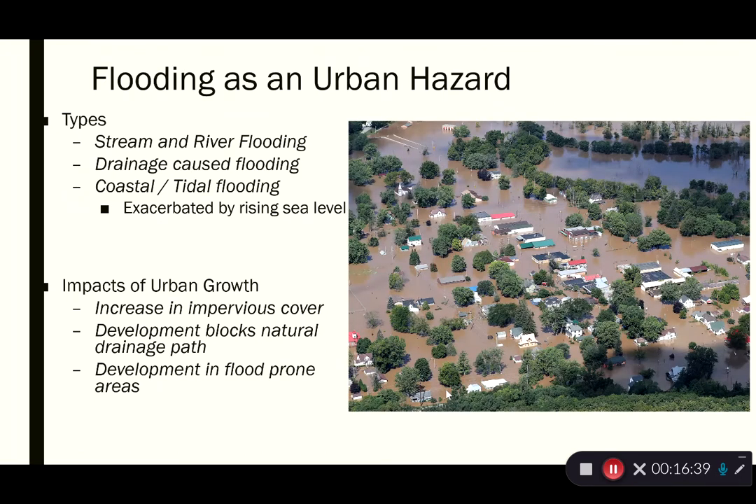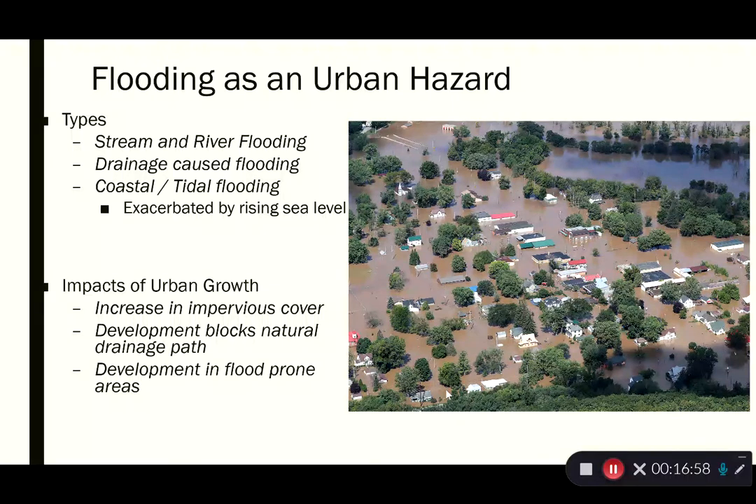So flooding, a couple different types of flooding that we need to think about. Stream and river flooding is when obviously there's more water moving into a stream or a river than the capacity of the river to handle, and the water rises up, floods the adjoining floodplains, creates problems. We also have drainage caused flooding.